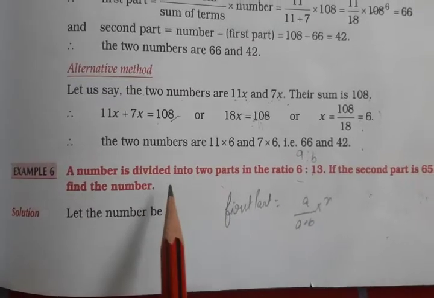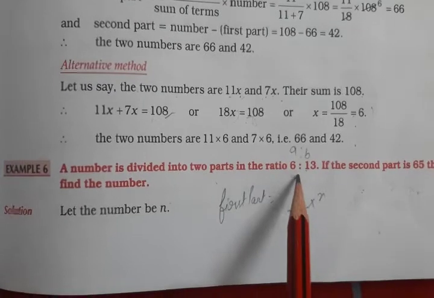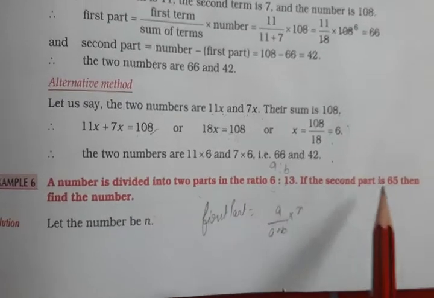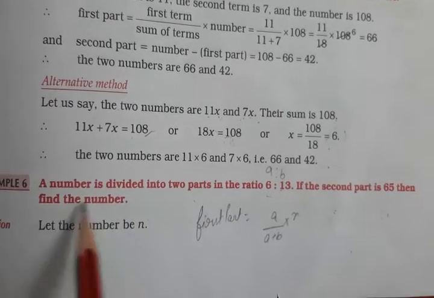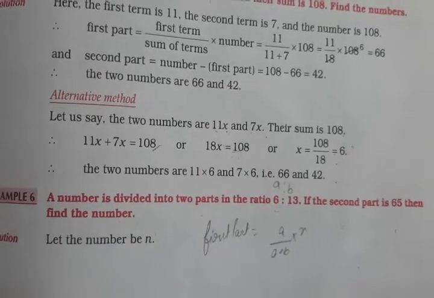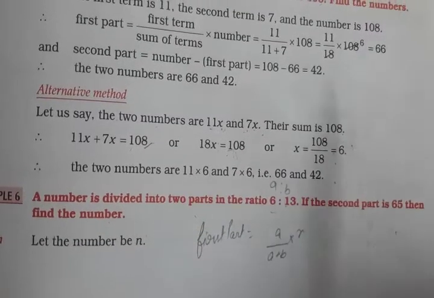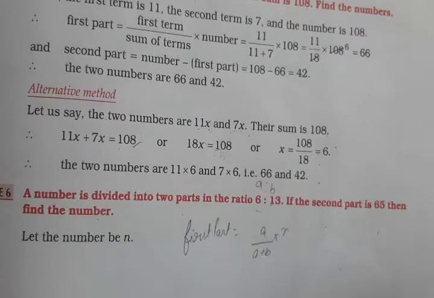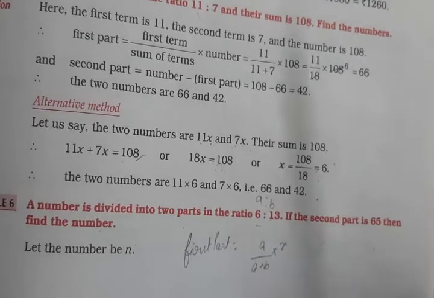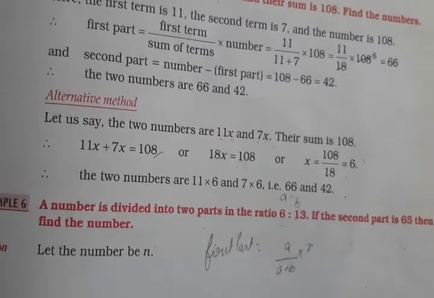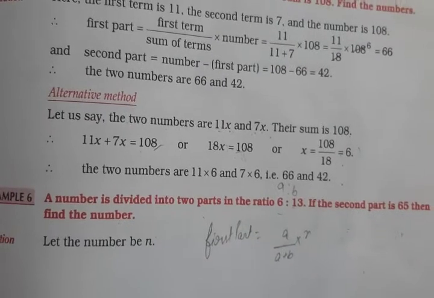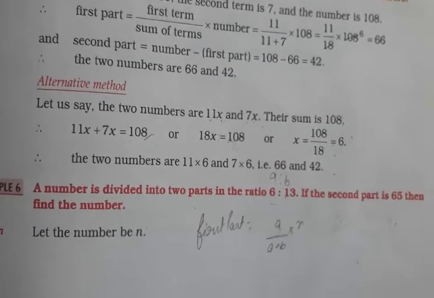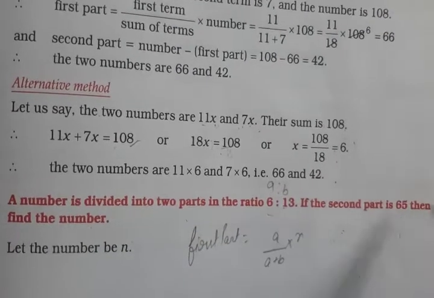A number is divided into two parts in the ratio 6:13. If the second part is 65, then find the number. In the previous example, we found the first and second parts: the first part is equal to the first term divided by the sum of the terms, into n. Now the second part is equal to b by a plus b, into the number, but here the second part is given, and we have to find the number.